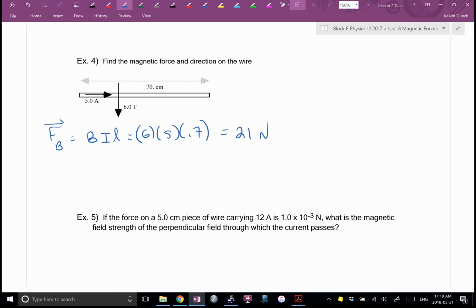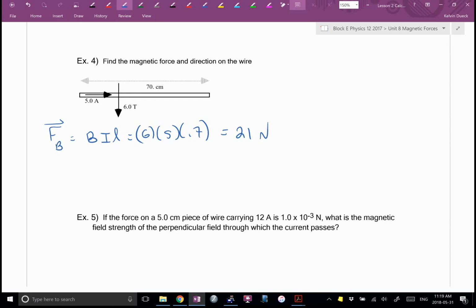So you have to put your pencil down if you're right-handed. You point your right thumb in the direction of the current. Magnetic field is which way? Connor, magnetic field is which way? Look at the arrow where it says 6 Teslas. Yeah. Magnetic field is down the page, is it not? Yeah. So your fingers should be pointing down the page. There you go. Which way is your palm pointing?